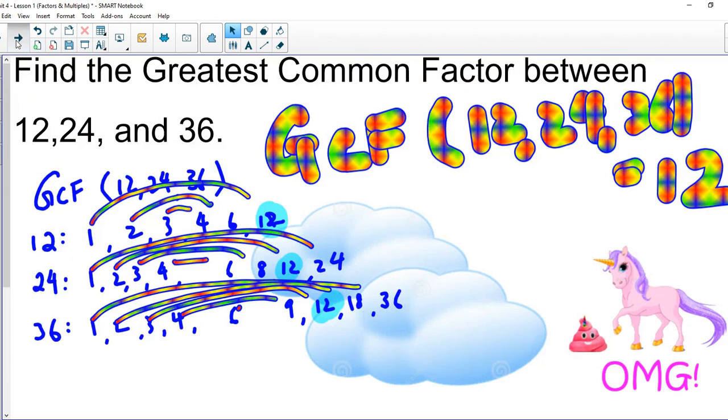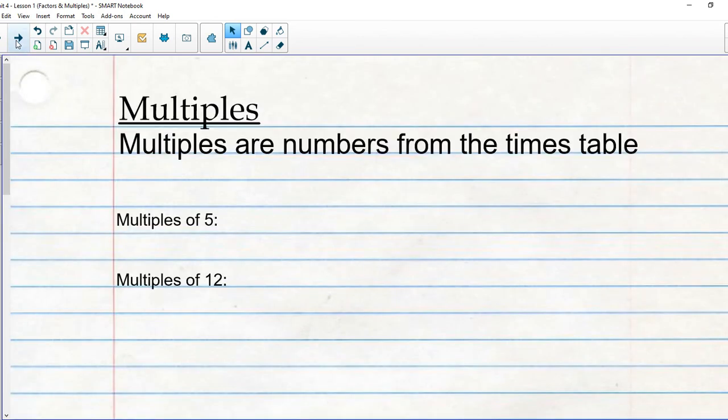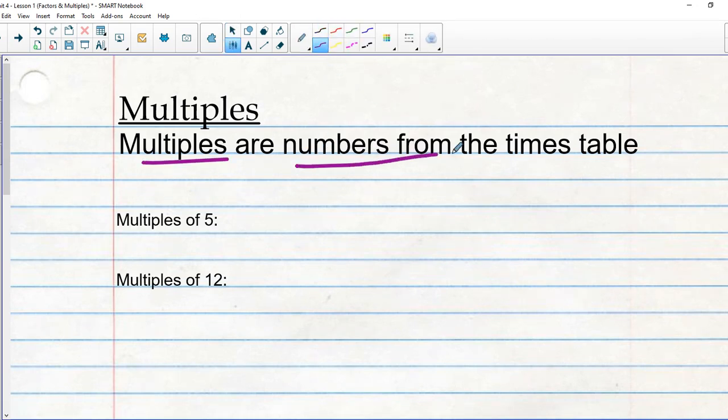So today we're going to talk about quite the opposite thing, which is what multiples are. So write this down right now, all right? Press pause and write this down, and we're going to talk about what multiples are. Okay, right now, let me grab my pen. So multiples, as you wrote this down already, multiples are numbers from the times table.